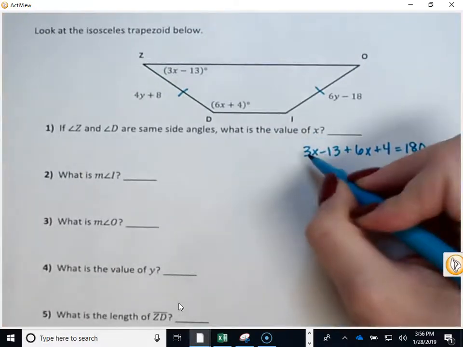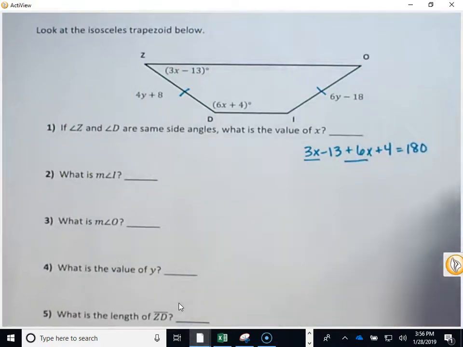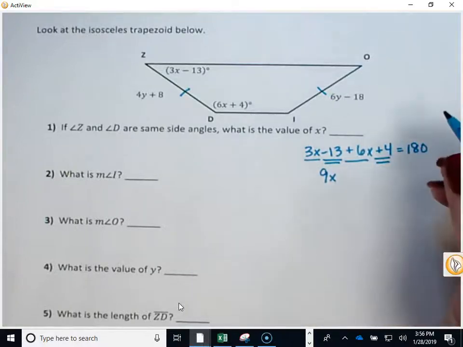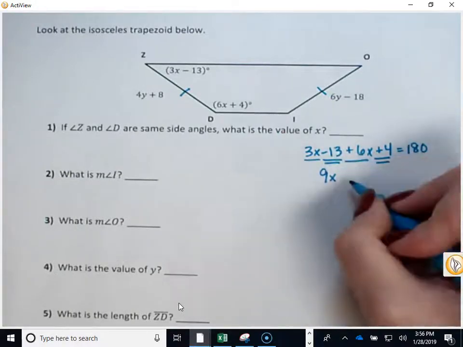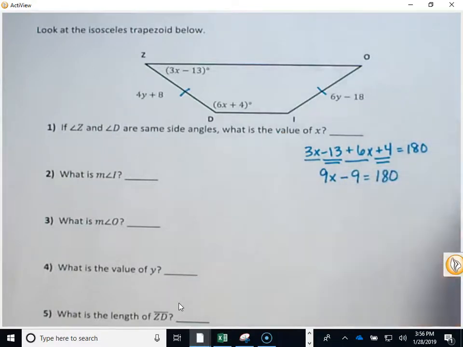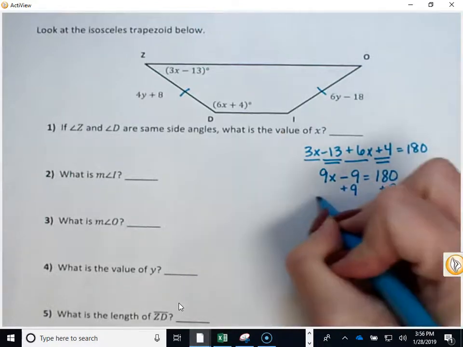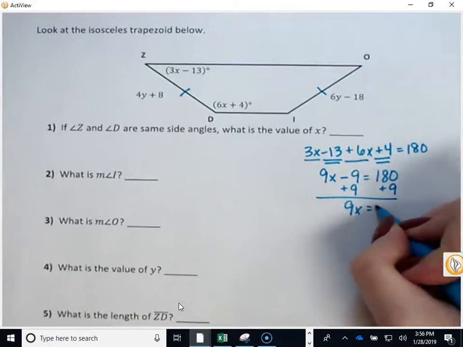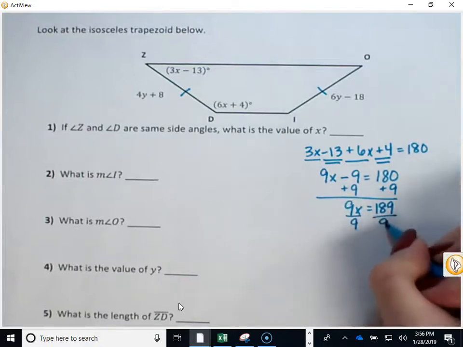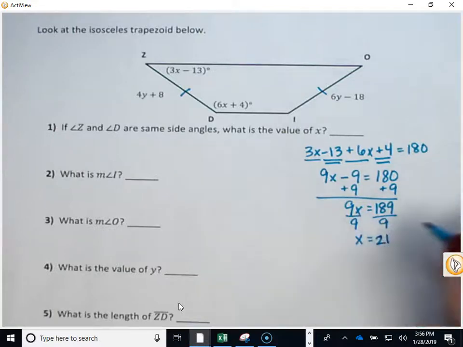Combine your like terms. I've got 3x here and plus 6x here, because the sign to the left of it always goes with it. So that gives me 9x. And then we got minus 13 here and plus 4 there. So negative 13 plus 4 gives me a negative 9. So minus 9. Bring down the equals 180. Get your x's by themselves by adding 9 to both sides. And then to get x by itself, divide by 9. We get 21. So x equals 21.